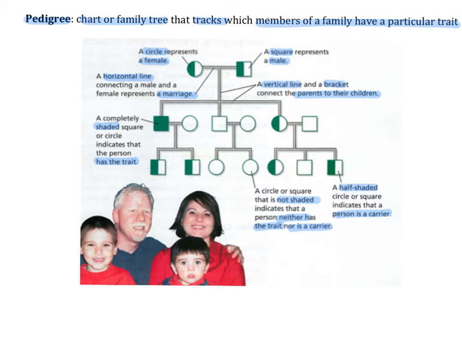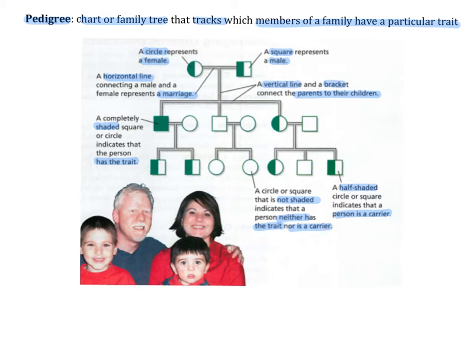One important trait to understand is the process of how to read a pedigree, which is a chart or family tree that tracks which members of a family have a particular trait. And we've seen this already, but now let's learn how to read it. A circle will always represent a female. A square will always represent a male.